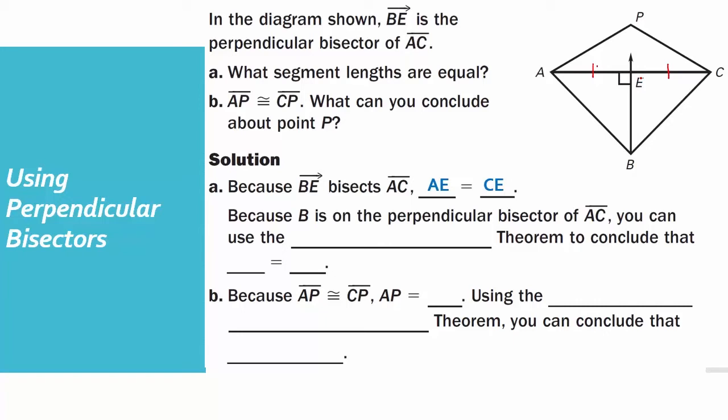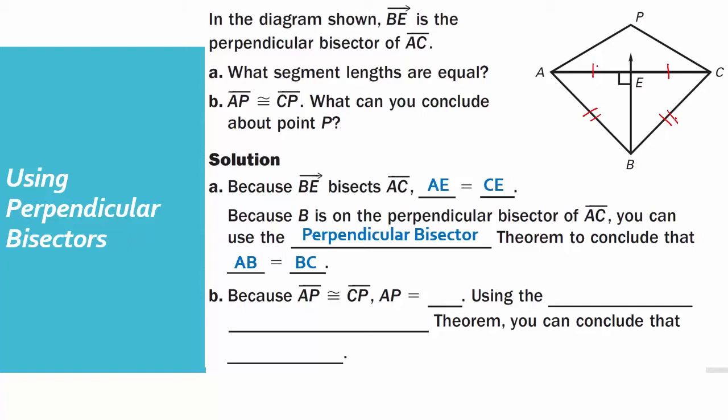Because B is on the perpendicular bisector of AC, you can also use the perpendicular bisector theorem to conclude that AB is equal to BC. So we know that since point B is equidistant from A and C, these two lines are equal as well.